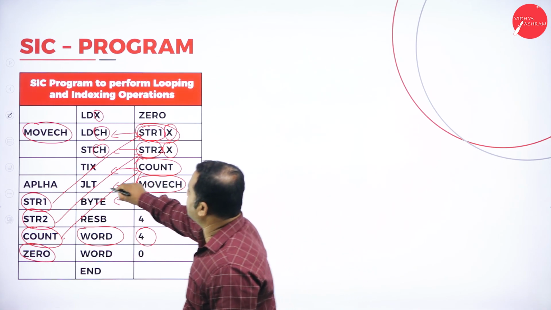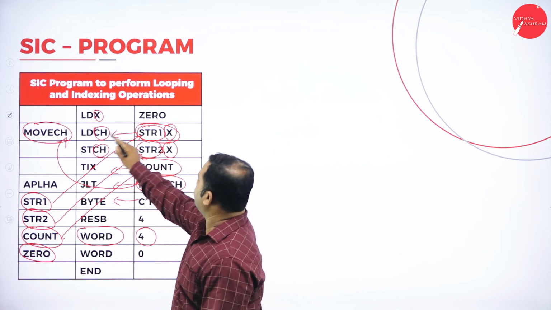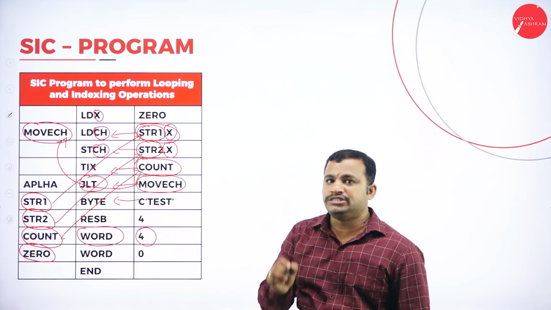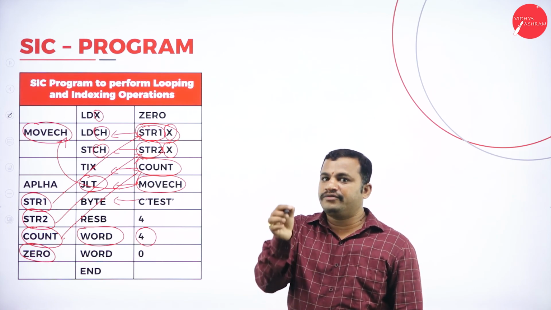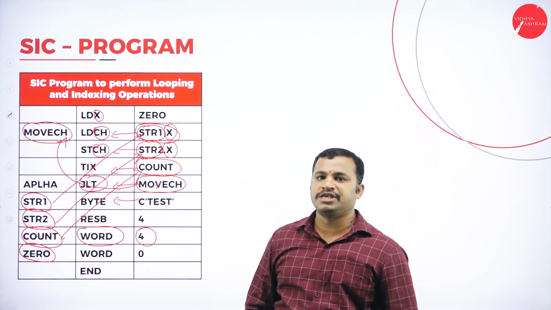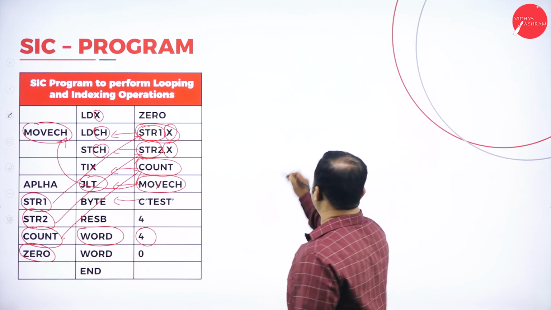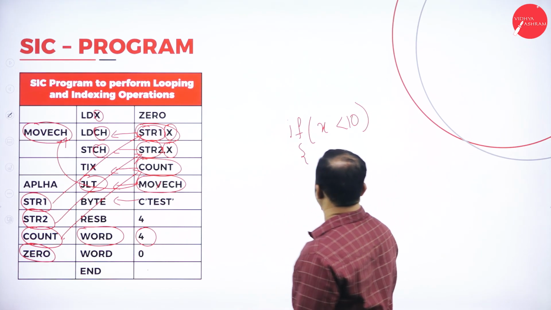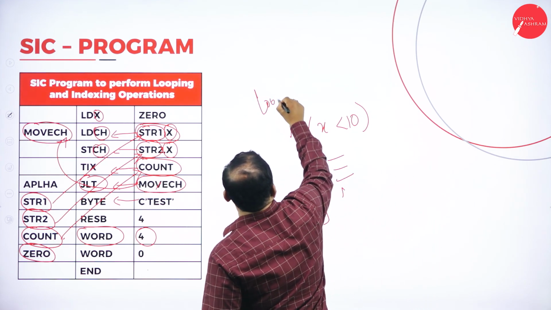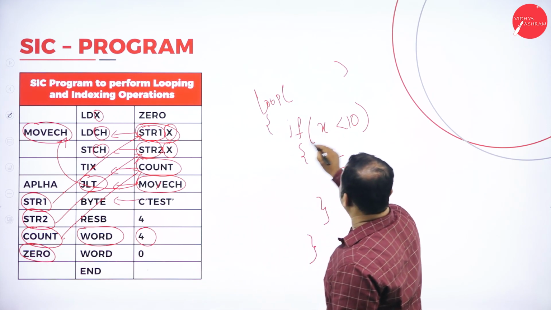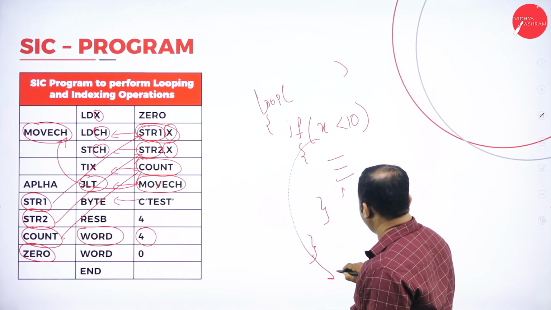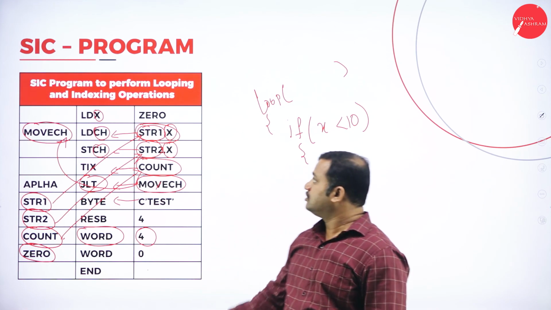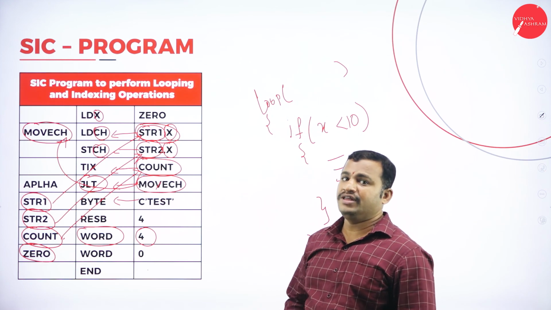MOVECH. When it comes to MOVECH, it jumps from here to here once again. Again STX, STR1 comma X, it refers to this. Once this condition JLT, that is jump if less than, becomes false, or when the condition fails, it moves from here to the next subsequent statements. It is similar to an if condition. If x is less than 0 or 10, do this set of operations. These statements are executed within a loop. Once this condition fails, it comes out of this for loop and executes the statements which proceed ahead. The same thing is done here. This is through the looping and indexing operations with the SIC model.